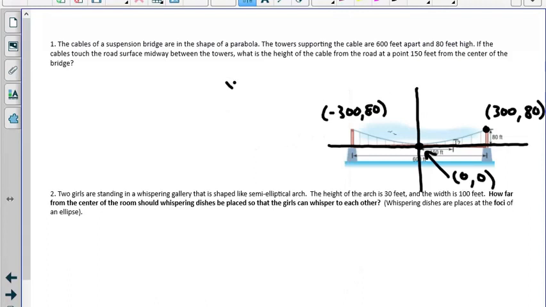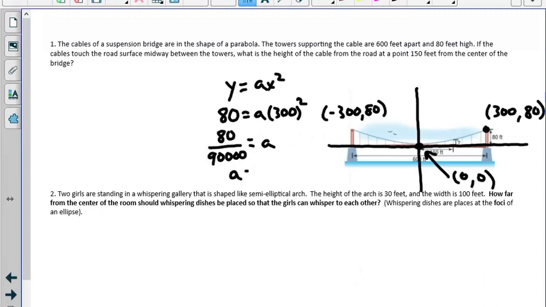So we have the equation y equals ax squared, and the reason why you don't have any horizontal or vertical shifts is that you strategically picked the vertex to be at 0, 0, so this works out really well. So now we just substitute in values for y and x in order to find a from one of the points on the parabola. So a equals 80 over 300 squared. 300 squared is 90,000. So a equals 8 over 9,000 if you want to reduce.